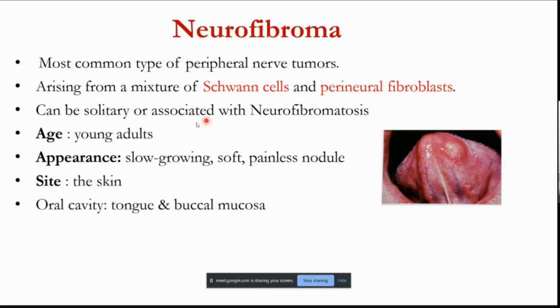It affects a younger age group, and it is slow growing. It is a soft, painless nodule. Okay, so the appearance of this is nodular, and even on palpation there is no pain. The patient does not feel any pain. Most common site is the skin, that is all over the body, like I said, and in the oral cavity it is usually the tongue or the cheek, that is the buccal mucosa.